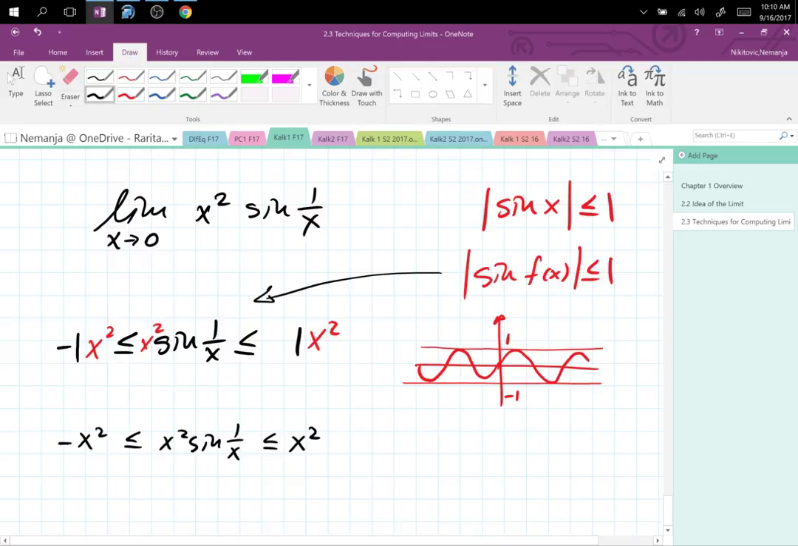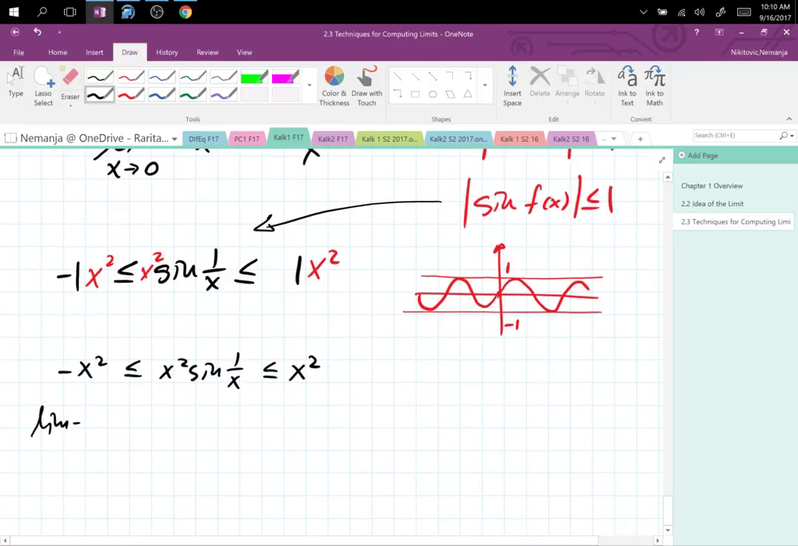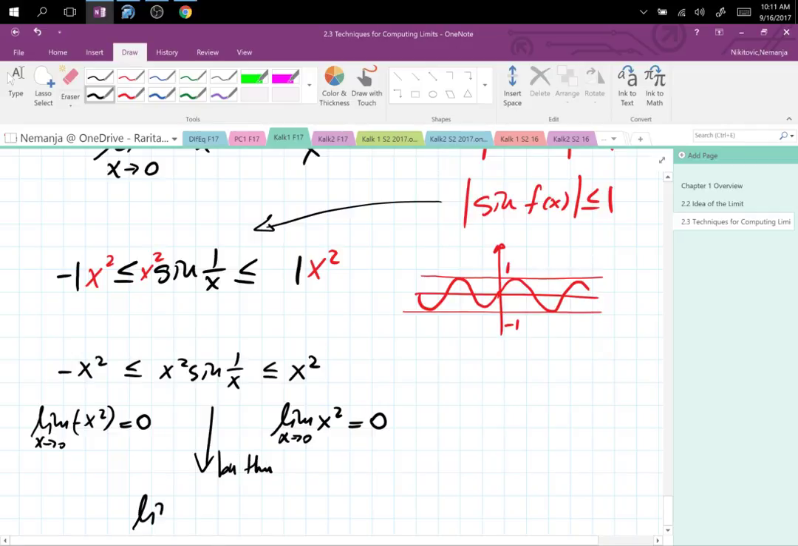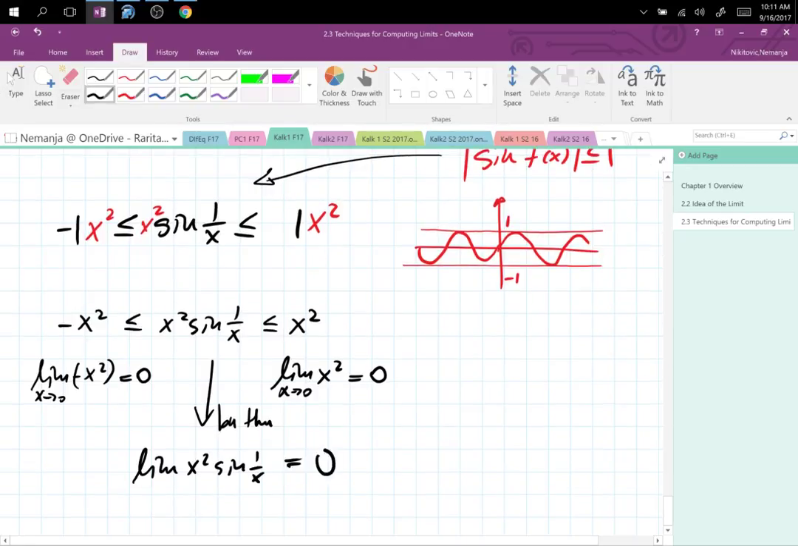So I am going to look at the limit of -x squared as x goes to 0 and get 0. I'm going to look at the limit of x squared as x goes to 0 and get another 0. And now, by the theorem, I conclude that the limit of x squared sine 1 over x, which was squeezed in between, is also 0. Because 0 is that L, that answer that we were getting on both ends, and whatever is squeezed in between has to have the same value.